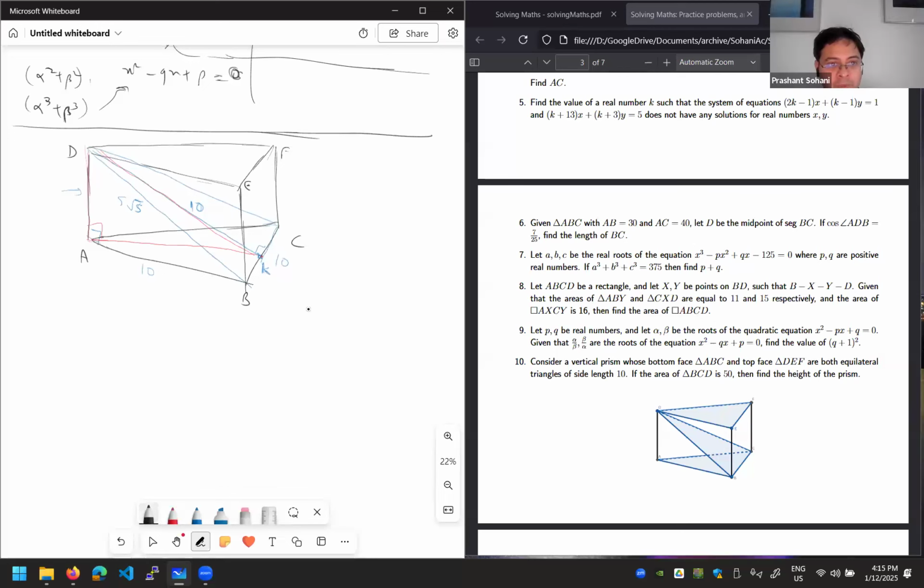Okay, so again just to repeat the process, what is the information given to us? Firstly, the bottom and top faces are both equilateral triangles of length 10, correct. And we know this slanted triangle BCD, we know its area and we know the base, right. So if I drop the altitude from D onto the BC, it will be the midpoint of BC, correct. So I'm going to get area of BCD is half into the base into height, and that is 50.